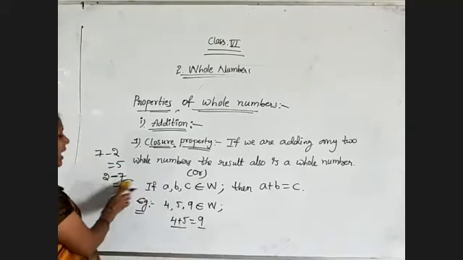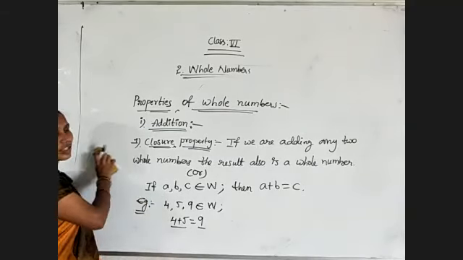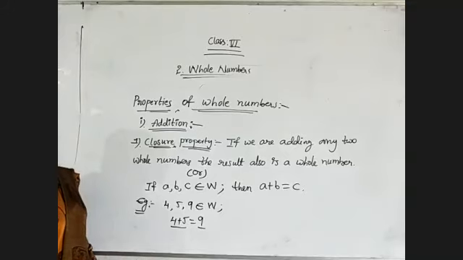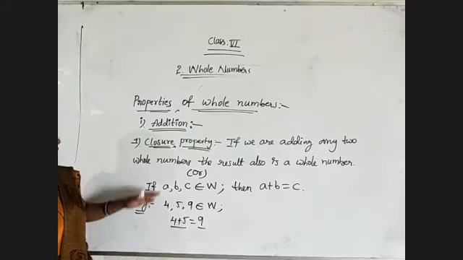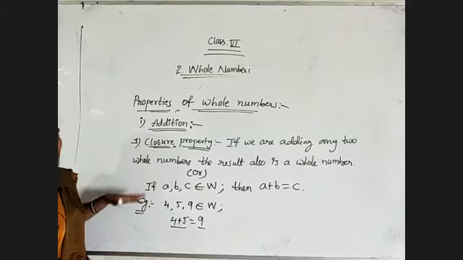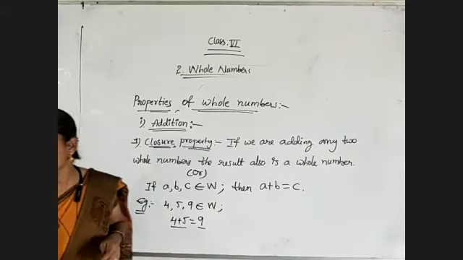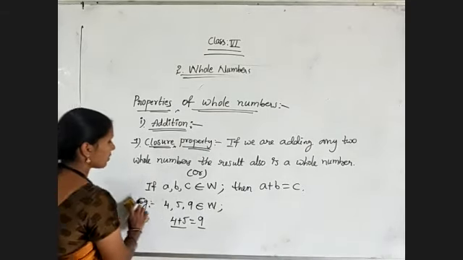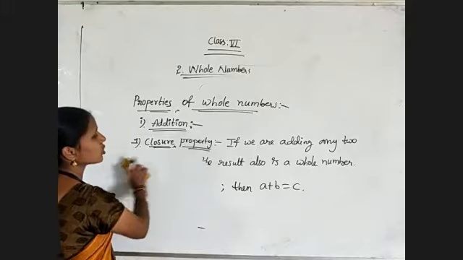See, remember, addition and multiplication are suitable for each and every property of whole numbers, whereas subtraction and division are not suitable for any of the properties. That one we will discuss later on. Okay, now take a few more examples for closure property only.